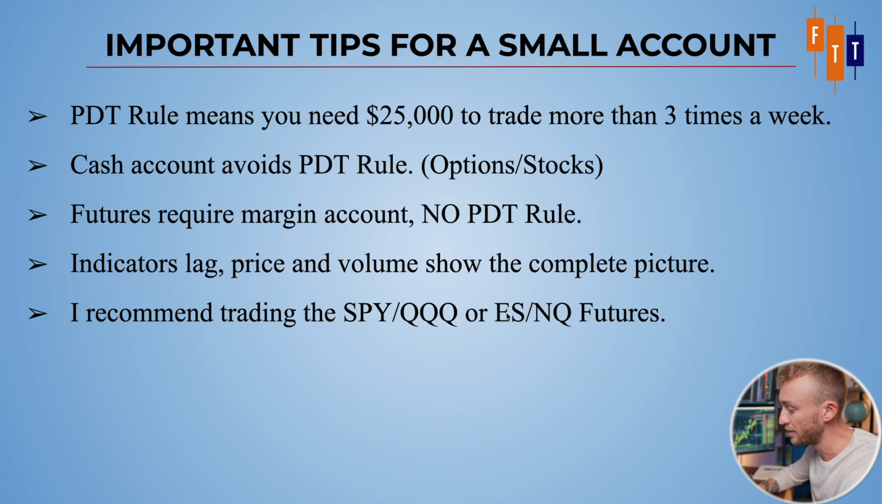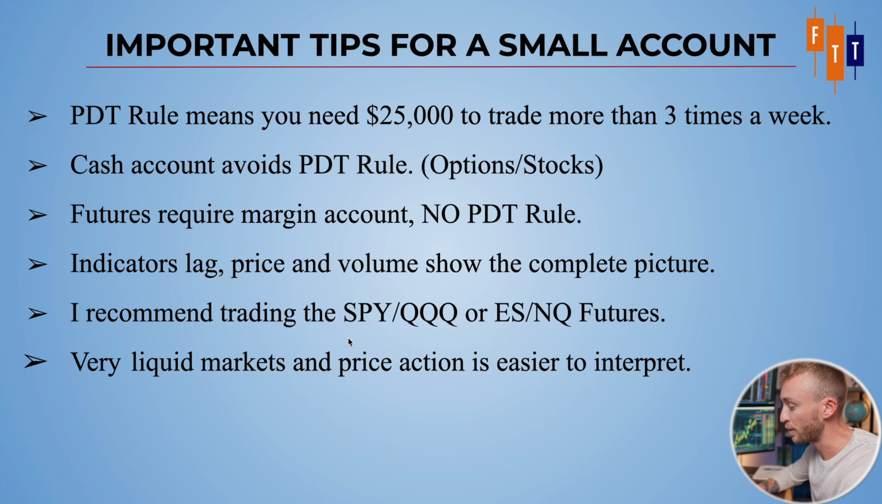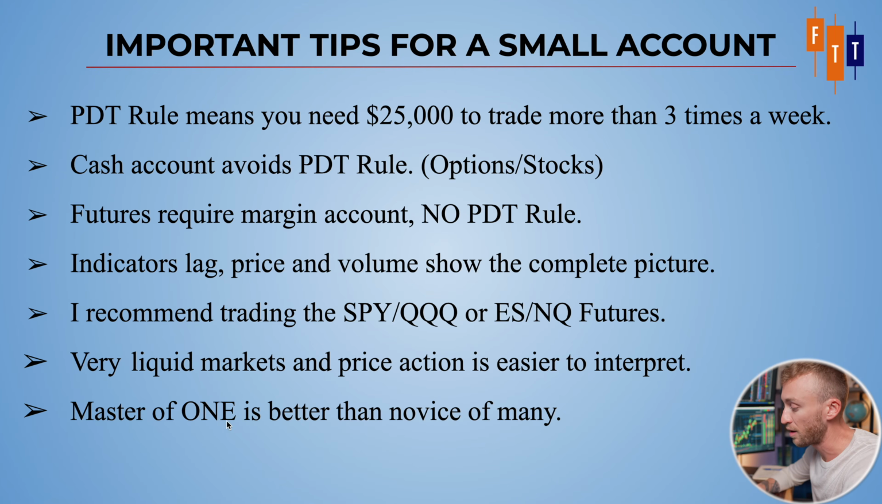This is the S&P 500, and then this is the NASDAQ. They are very liquid, and price action is easier to interpret. There's millions of contracts traded in the indexes every day through options, and ES futures will trade 1 million contracts a day on average. And it's better to be a master of one than a novice of many. So pick one and learn its personality and get good at mastering it and just focus on that one thing. Instead of looking at 30 different stocks every day or 10 different stocks, just look at the S&P 500, focus on that and learn how to trade that effectively and become a master at it.